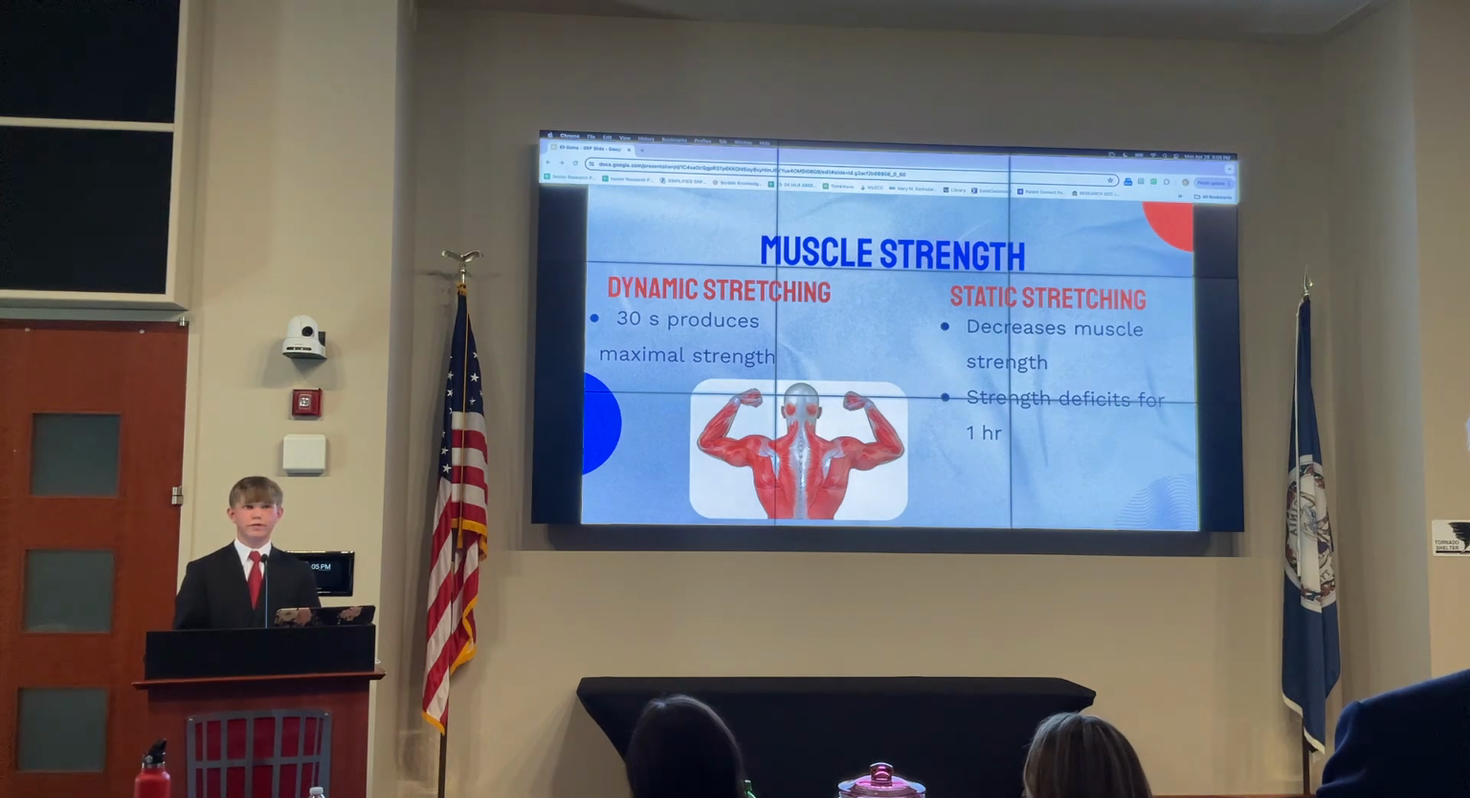As many sports are very physically demanding, it is important to know how to increase and maintain muscle strength. A study which researched the optimal stretching on strength found that dynamic stretching for 30 seconds produced maximal strength output. A review which focused on the effects of stretching on muscle strength found that static stretching for more than 2 minutes significantly decreased muscle strength. They found that these muscle deficits lasted for up to 1 hour.